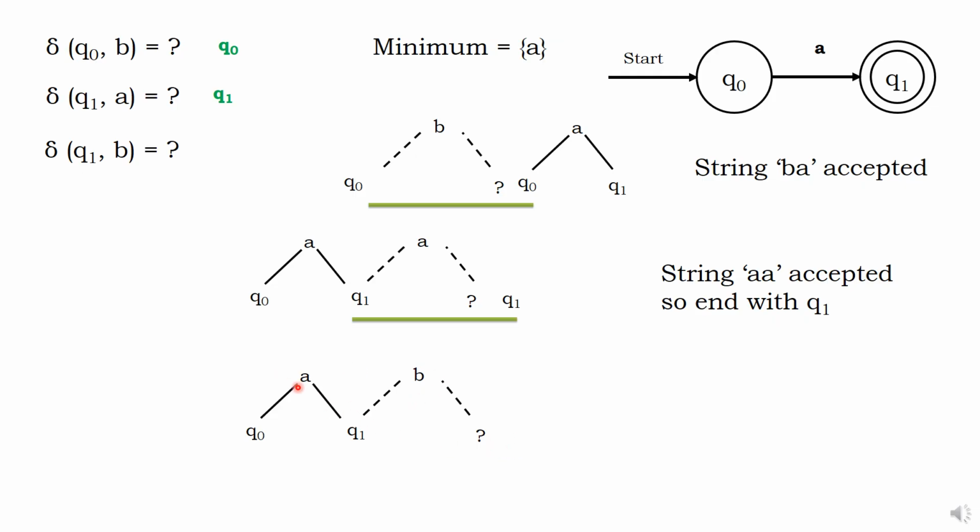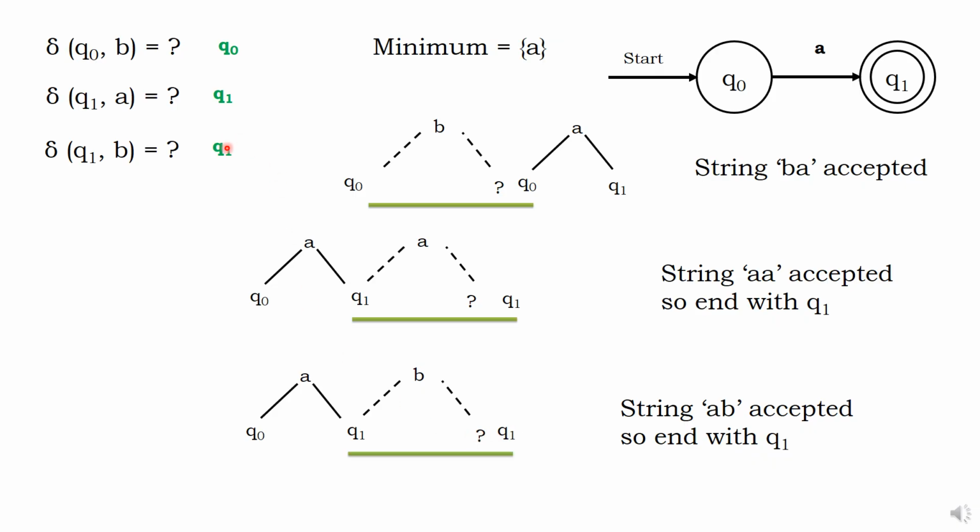So it is accepted. So what is AB? Accepted. Why? Minimum is A. Now what should be here? So you should end with the Q1. So the question mark nearby is Q1. So all the answers are over.